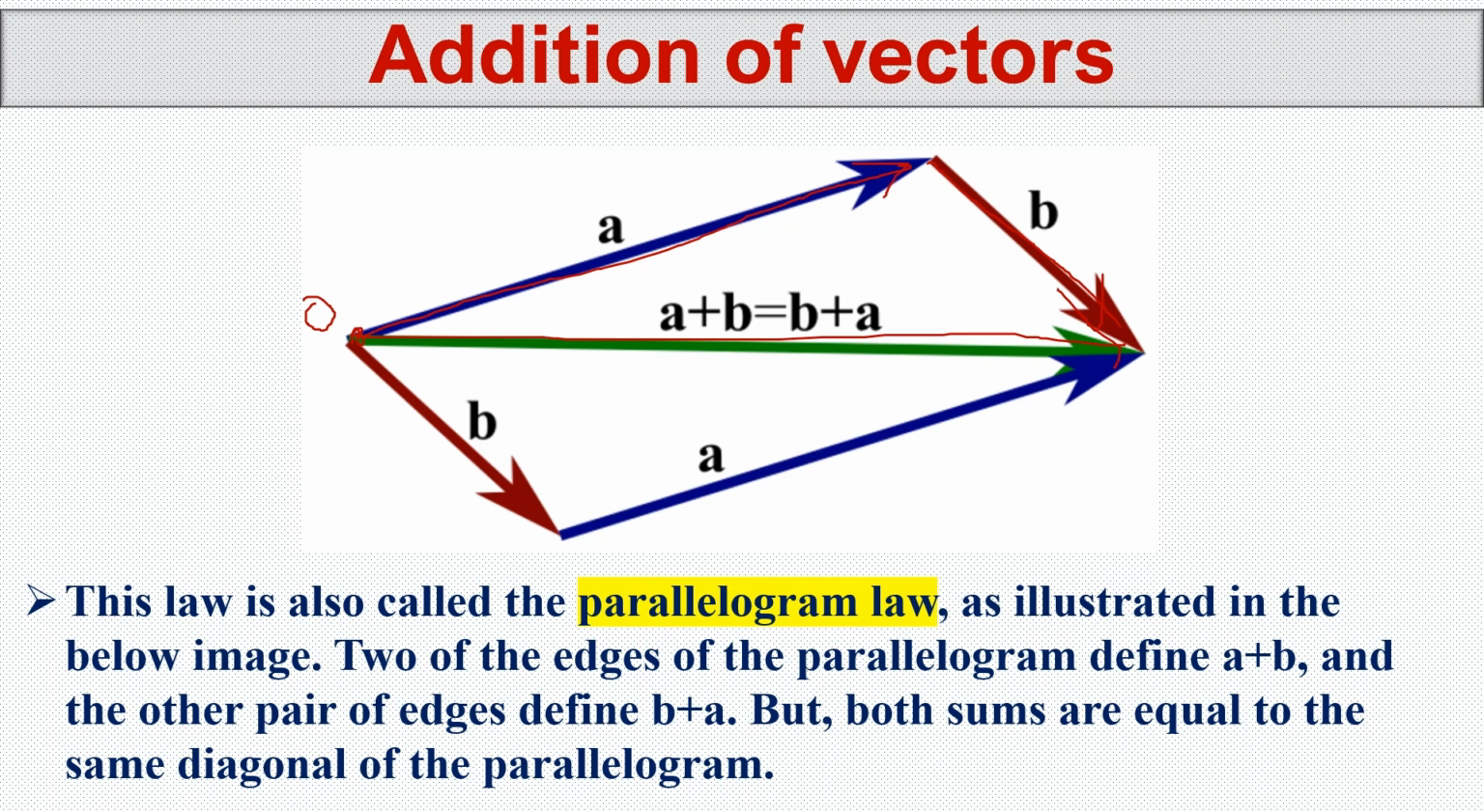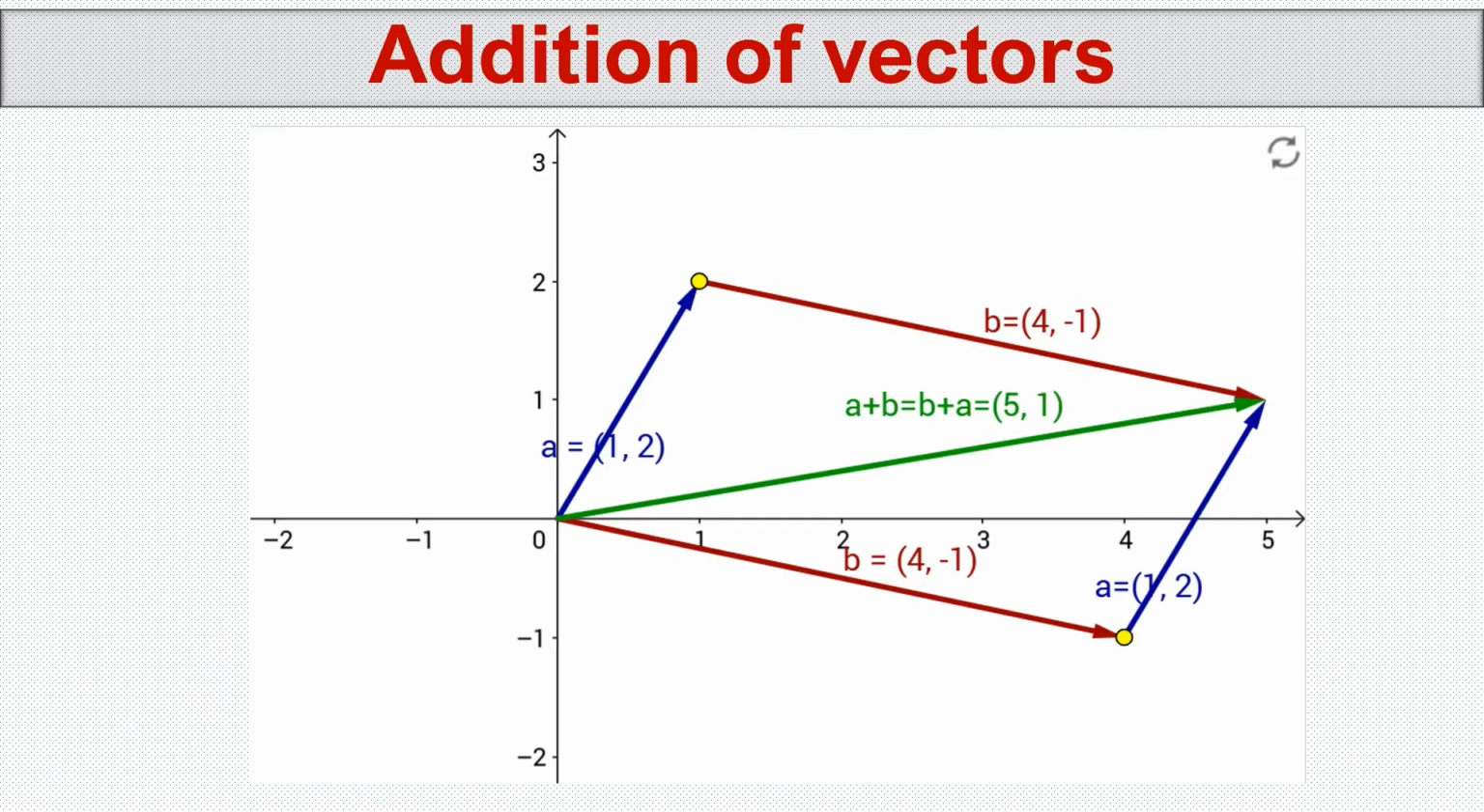Similarly, we can add B plus A. We start with B first, then we draw the A vector. The same thing: this starting point to the end point becomes the B plus A vector. So this line we can call either A plus B or B plus A. This is very simple. You can draw this in XY coordinates to understand more, measure it, and prove it. It is equal. You can measure the length and prove it.